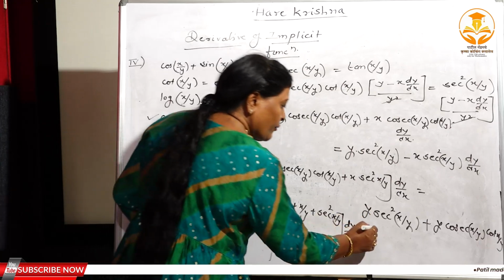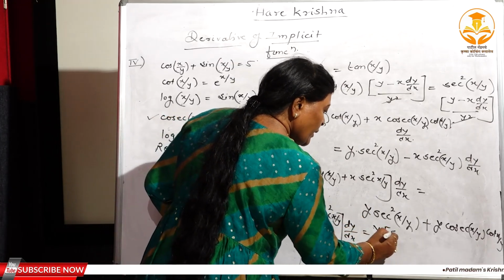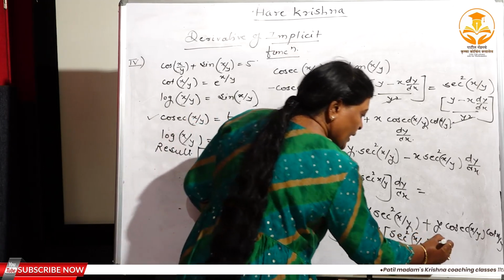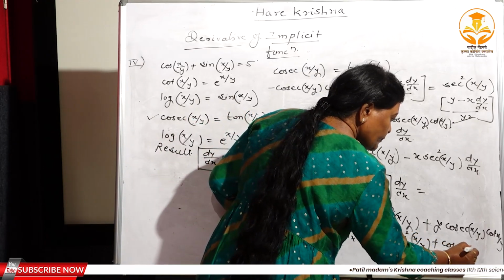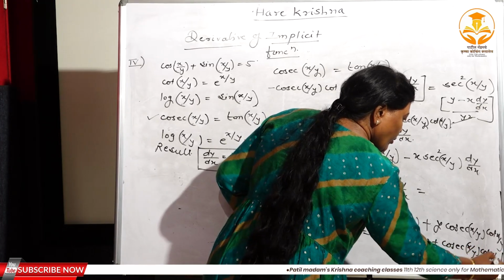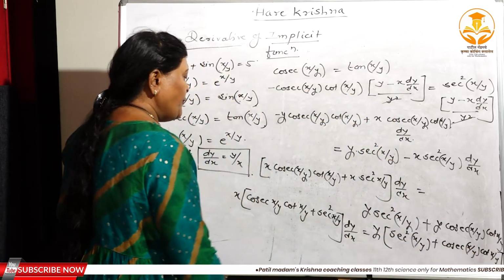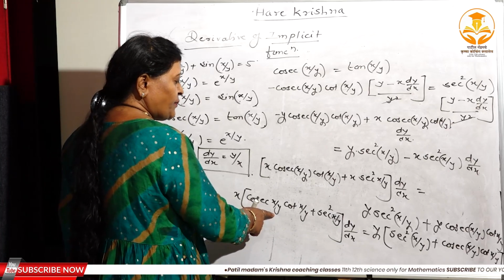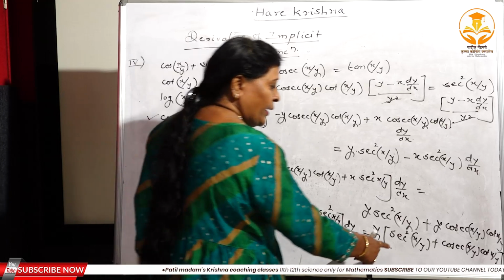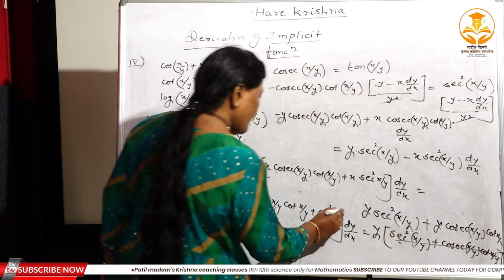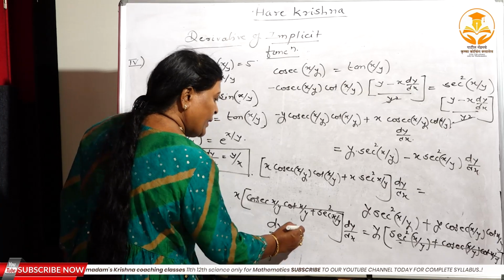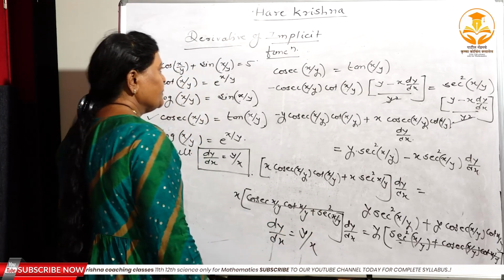Here also you can take y common. What remains here? Sec square(x/y), and here again cosec(x/y) into cot(x/y). Any combination you can take. Again if you observe this, cosec(x/y) cot(x/y) plus sec square(x/y), here also the same term gets cancelled, and here you have got the result, that is dy/dx is equal to y/x, right?